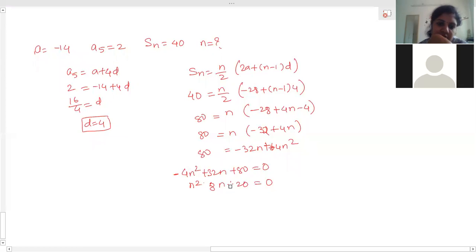This will be negative, this will be negative. So this is minus n, this is minus 20. So 10 to 0. So (n minus 10)(n plus 2) is equal to 0. So n is equal to 10 or minus 2. n cannot be negative, so n is equal to 10.